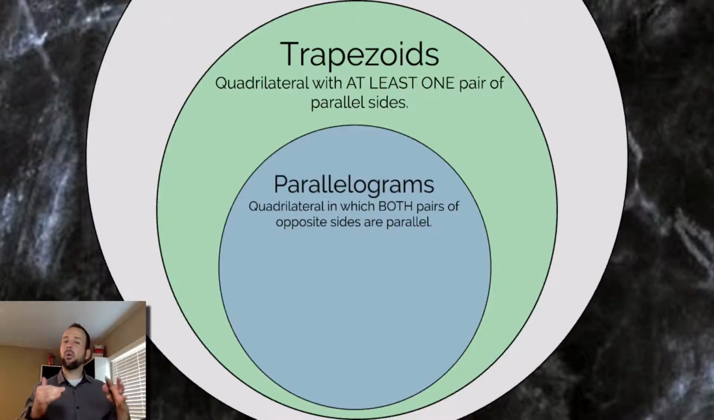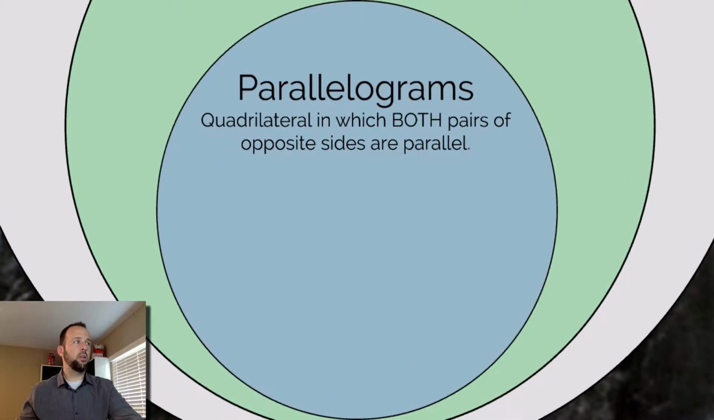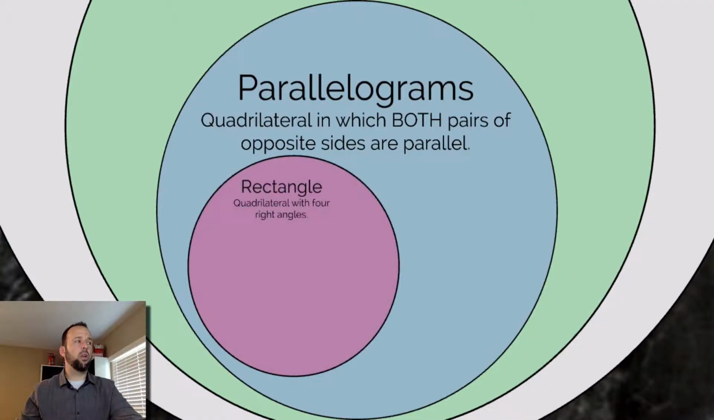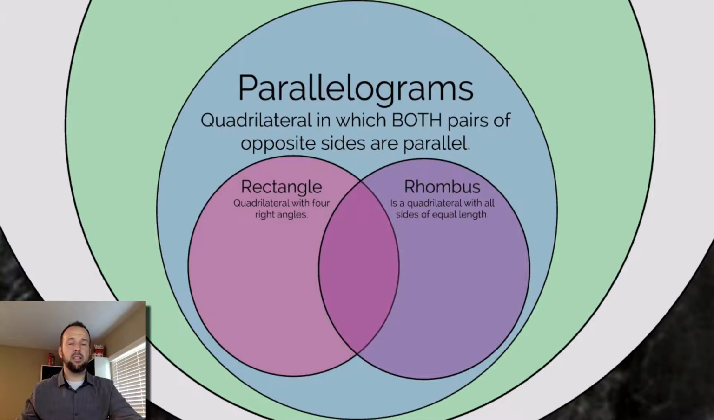Okay? Today we're going to go even further into some other categories, which are going to be within the parallelogram circle here. So not only are they going to be parallelograms, trapezoids, and quadrilaterals, they're going to be all of those things, but even more specifically, we're going to be taking a look at rectangles, and we're going to take a look at rhombuses or rhombi. Either way is the plural of a rhombus. Okay, rhombus is one, rhombi is two, rhombuses is two or more.